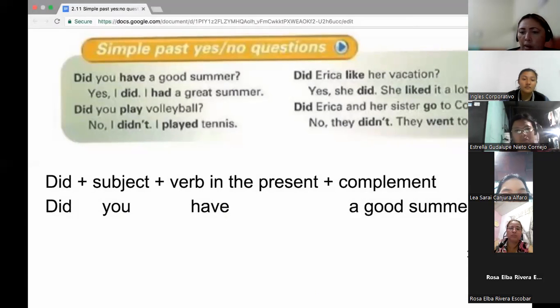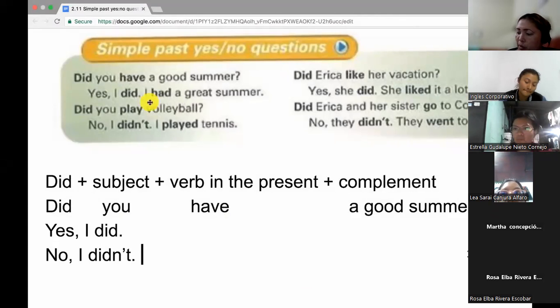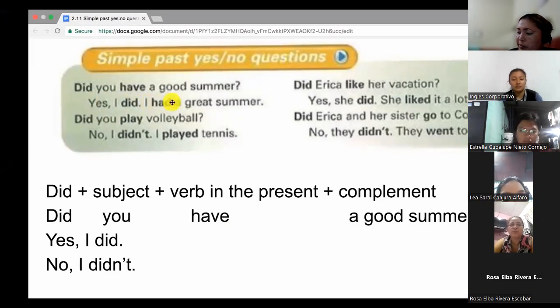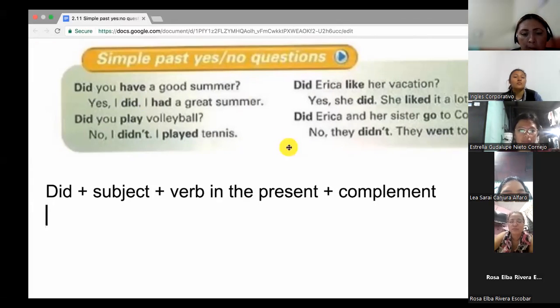To answer this question, we can answer either positively by saying, yes, I did, or negatively by saying, no, I didn't. In our example, we can see that the question was answered positively, yes, I did. Then extra information is given, I had a great summer. Notice that the verb now changed to the past tense. Have turned into had. Let's analyze one more question.